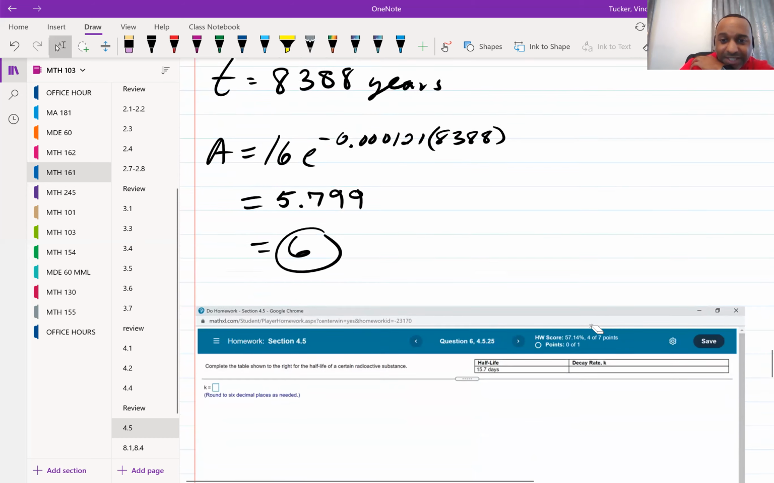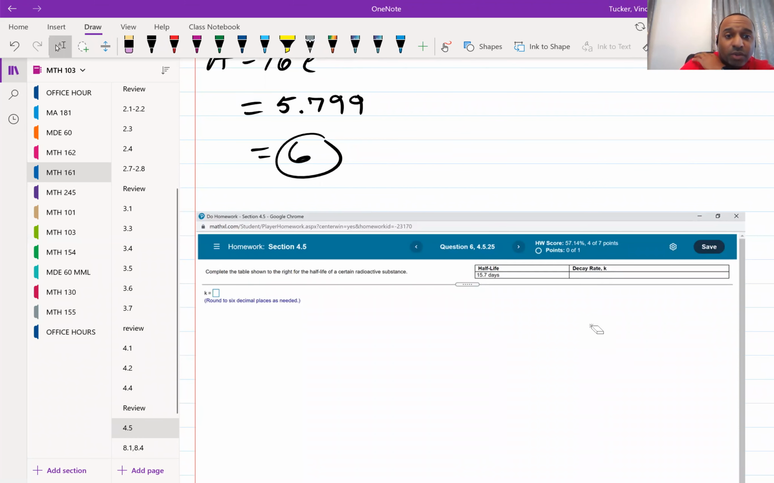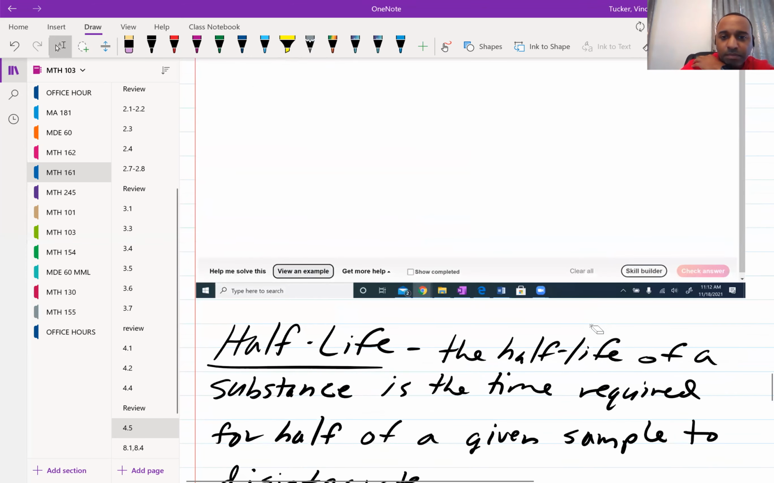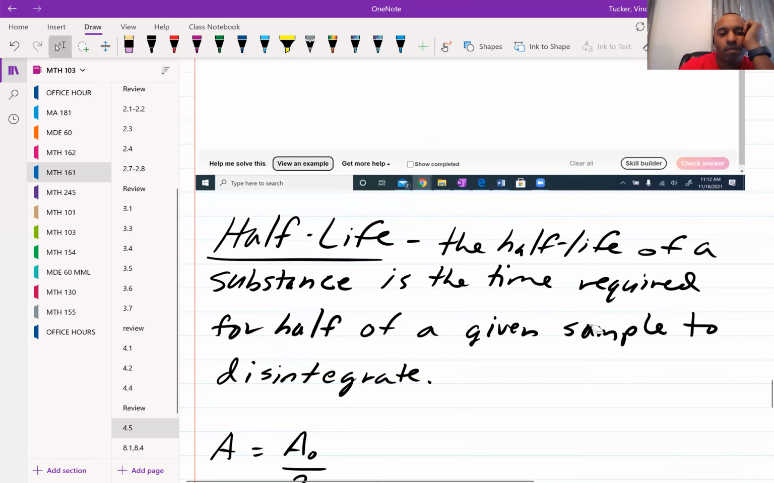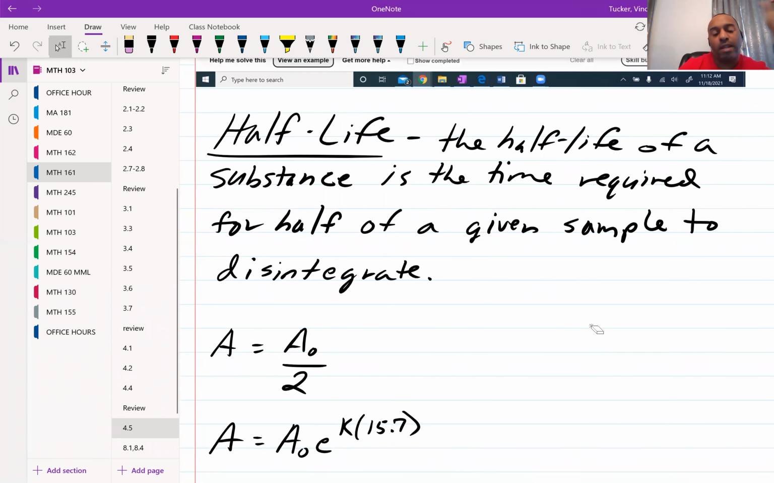All right, so question 6, last one. So complete the table to the right for a half-life of a certain radioactive substance. So we have half-life is 15.7 days. And we want to know what's the decay rate. So the half-life of a substance is the time required for half of a given sample to disintegrate. So that means that projected value is going to be half of what we initially had. So that's A naught over 2.